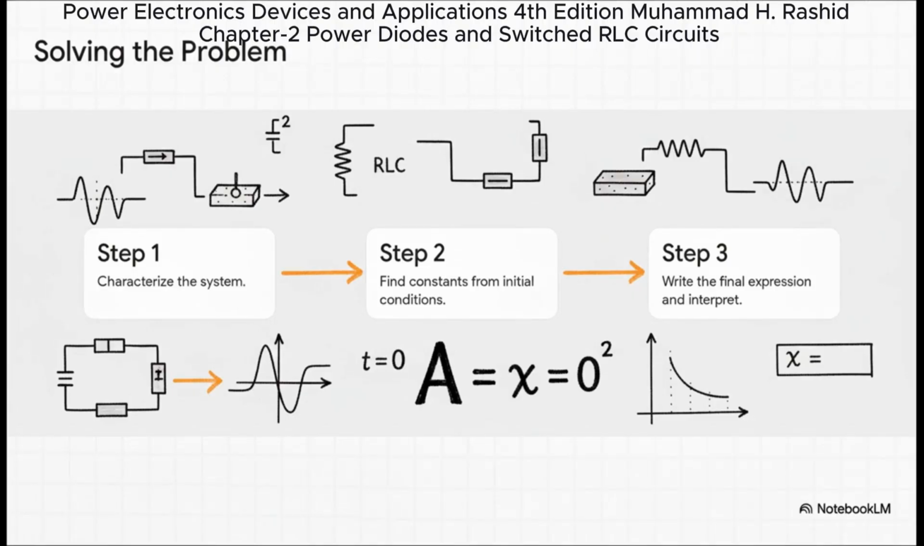Whenever you face a problem like this, on an exam or in the lab, just follow this simple three-step recipe. First, characterize the system. Figure out which of the three realities you're in. Second, find the specific constants for your circuit. And third, put it all together and interpret what the result actually means.